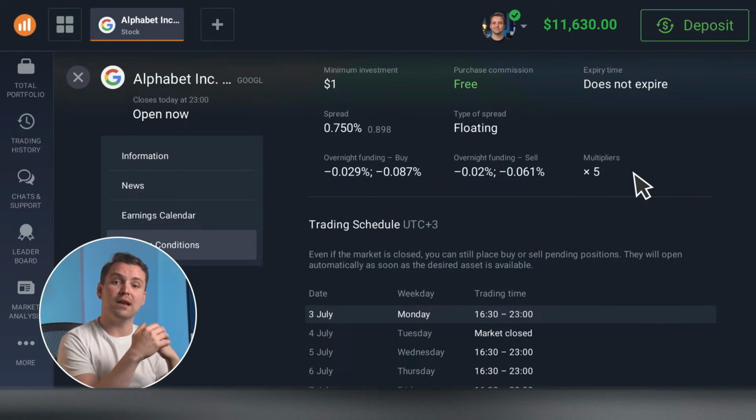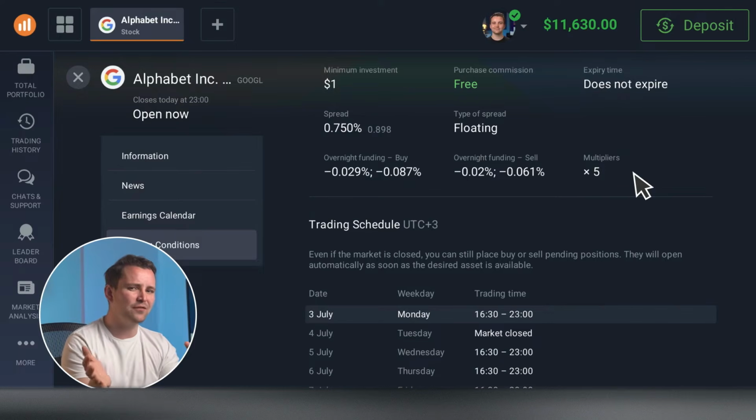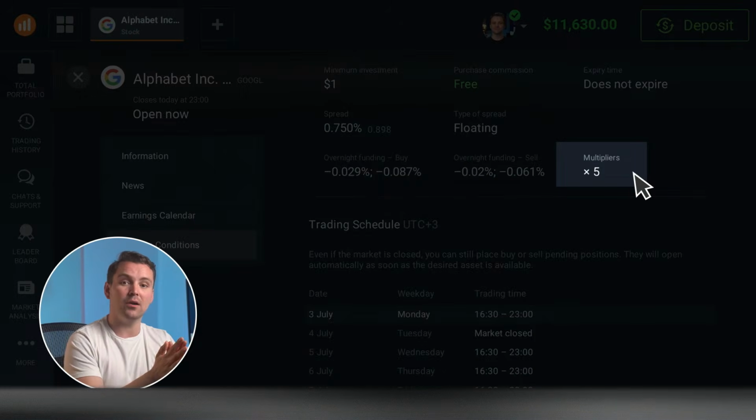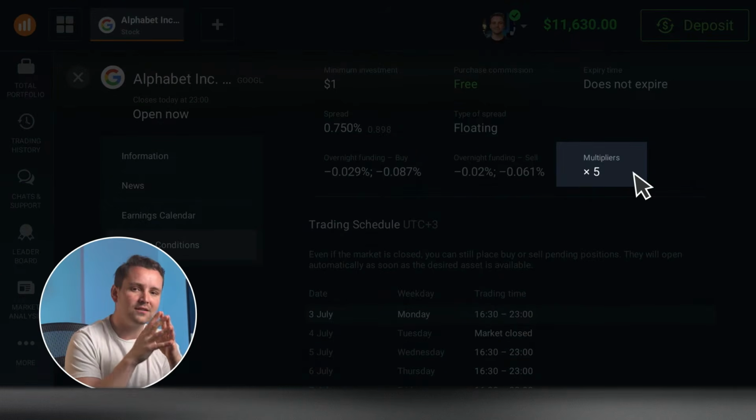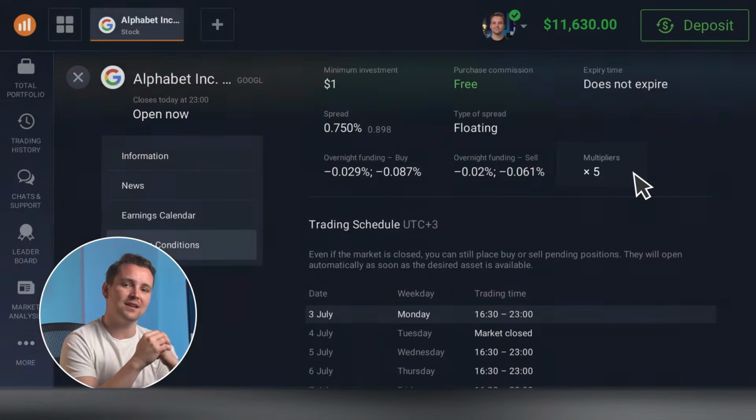On the IQ Option platform, the amount of leverage may differ depending on the asset class, so please check the applicable multipliers when selecting an asset to trade, or when checking trading conditions for your specific asset.